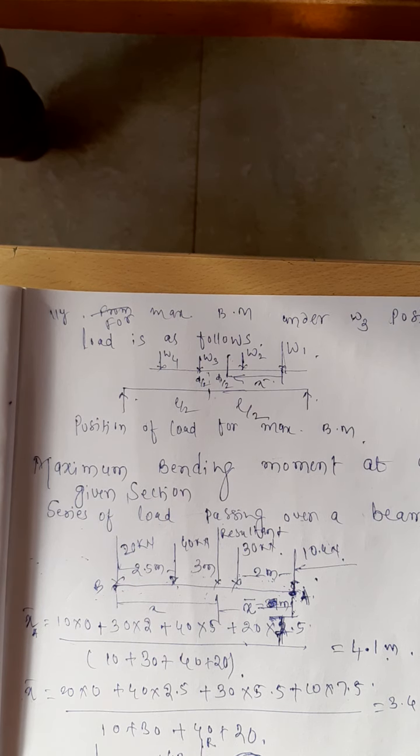So you have calculated the position of the resultant. Next, you need to calculate the distance between the load under which you want the bending moment and the resultant load. Your load is here and the resultant load is here. You need to calculate this distance. This distance is nothing but 4.1 minus 2, which is equal to 2.1 meter.